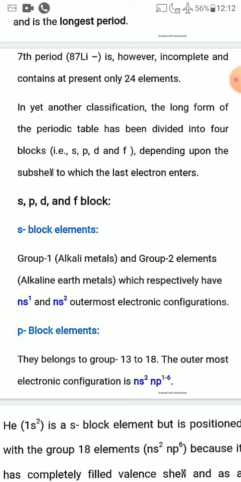Now, classification of elements according to the SPDF block. In another classification, the long form of the periodic table has been divided into 4 blocks, S, P, D and F block, depending upon the subshell to which the last electron enters. Depending upon the subshell to which the last electron enters, you can classify the long form of the periodic table into 4 blocks, that is S, P, D and F block. Now see first the S block.